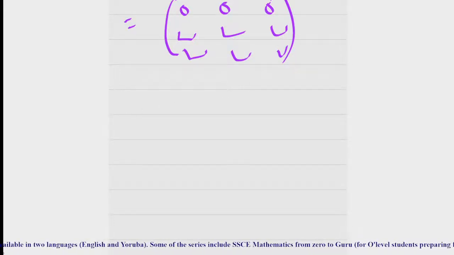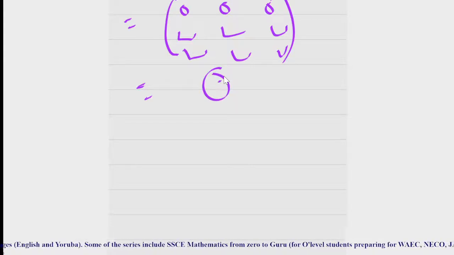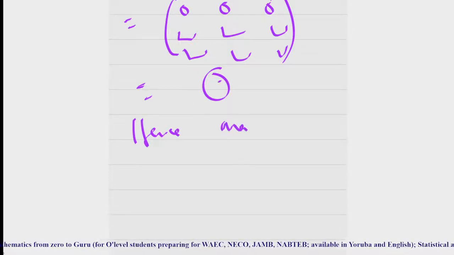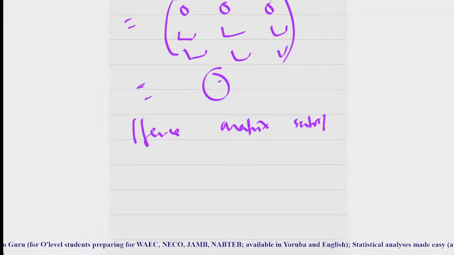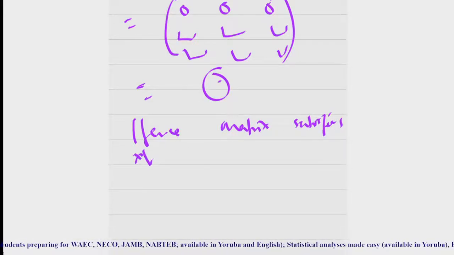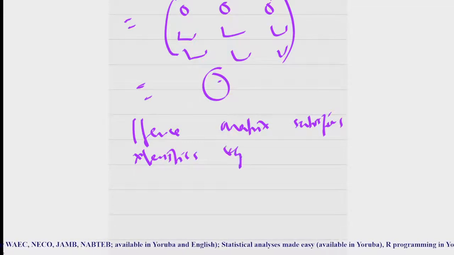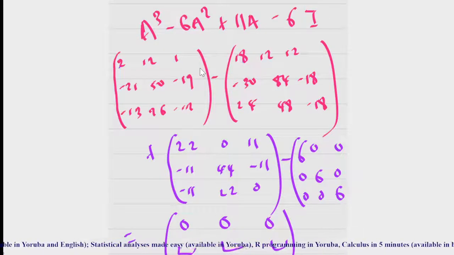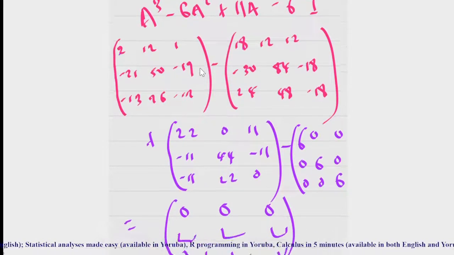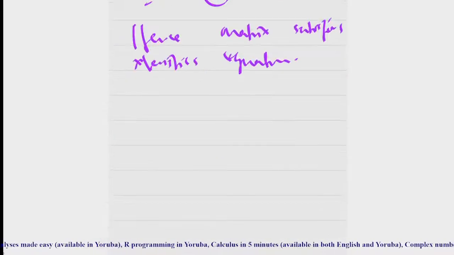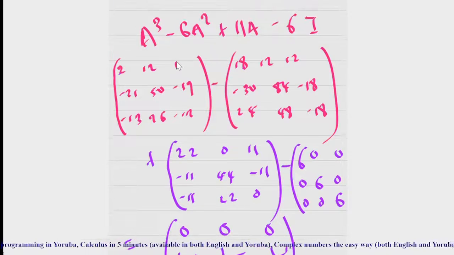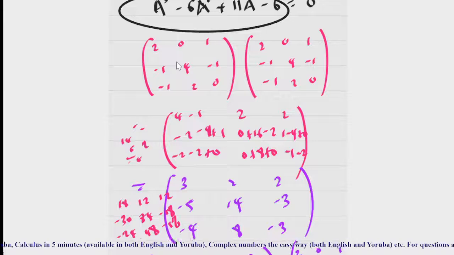I hope you understand now. So then you can conclude that this is equal to 0. If this is 0, then you conclude that hence matrix A satisfies characteristics equation. And how are you going to find your inverse from that? One of the applications of Cayley Hamilton's theorem is you can use it to find an inverse. You have A cube minus 6A squared.